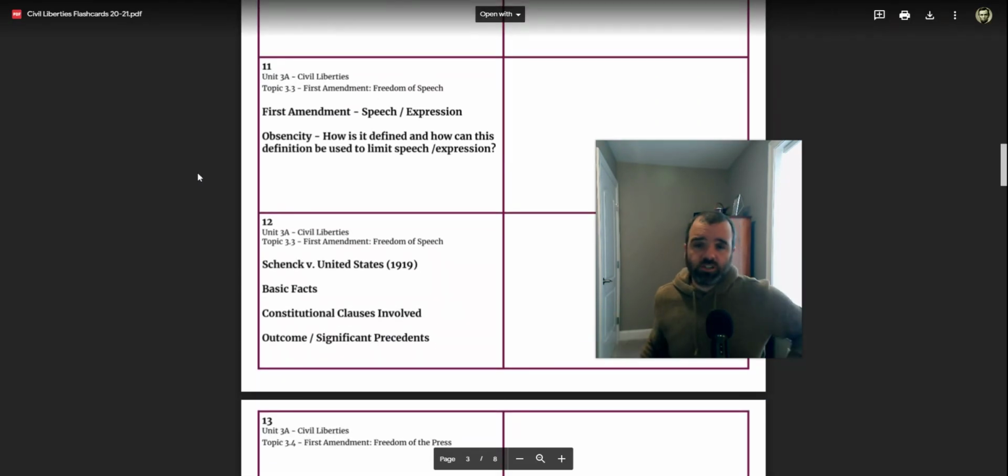So another restriction on speech, Flashcard 11, obscenity. And no, you don't need to know the clear, three-part definition that was articulated in a case called Miller versus California.